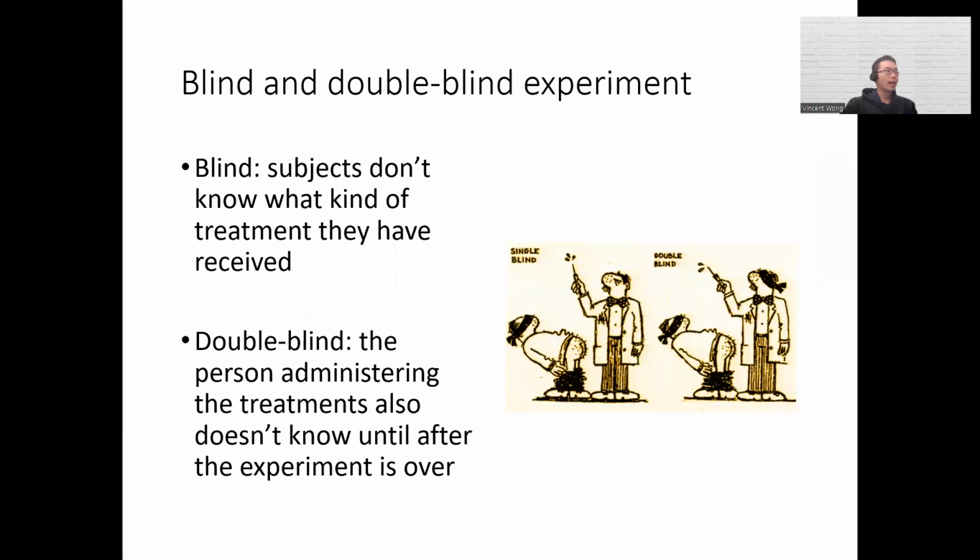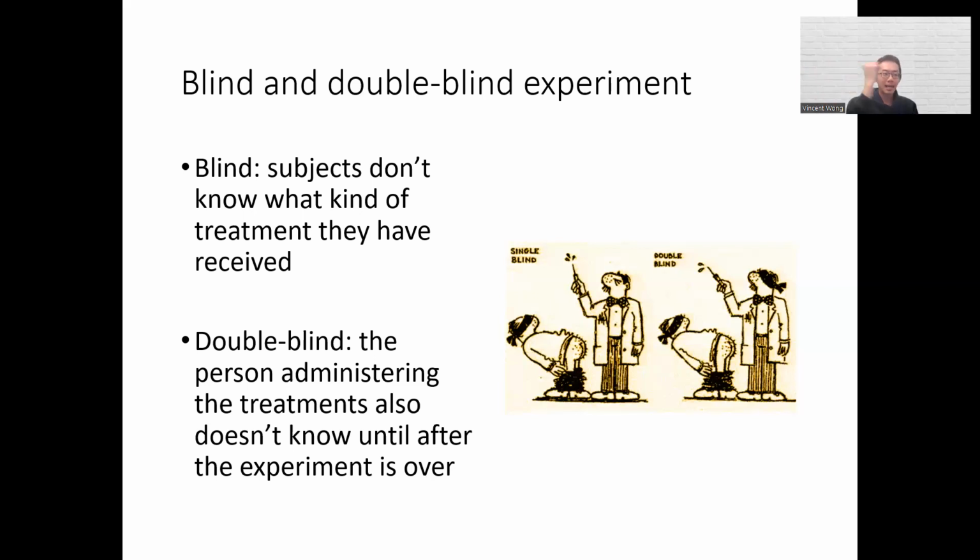Okay, so when it comes to doing an experiment, we have two scenarios here. Okay? One is called blind experiment. In a blind experiment, the subjects, which are the people who are being experimented on, don't know what kind of treatment they are receiving. Okay, so you're not going to tell them they're receiving the placebo, right? That totally defeats the purpose.